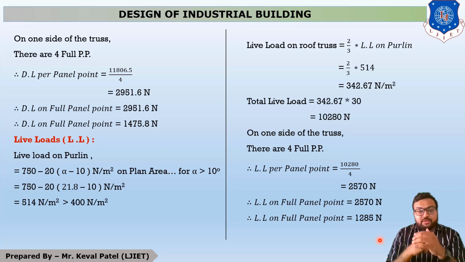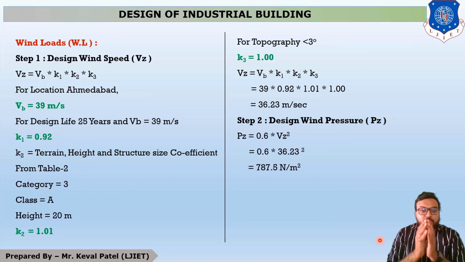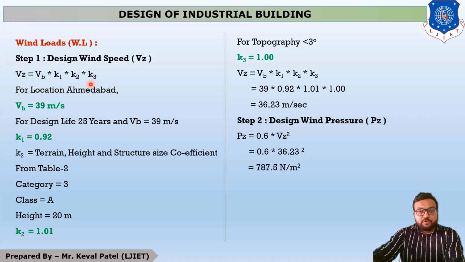Now we are moving further to our last load, which is wind load calculations. So for wind load calculations, first of all, you have to find out Vz is equal to Vb K1 K2 K3. So this Vb, K1, K2 and K3 is the revision of your last semester, in which Vb is basic wind speed. So as per appendix A, you have to find out the value of Vb, which is 39 meter per second for location Ahmedabad. If the design life is given as 25 years and the basic wind speed is 39, so your value of K1 is 0.92.